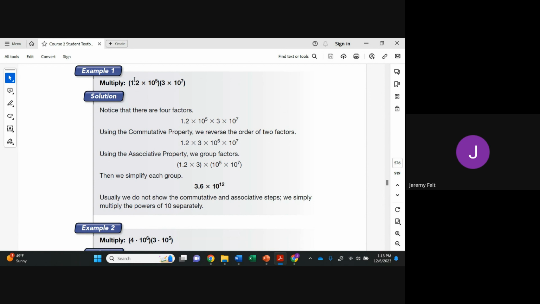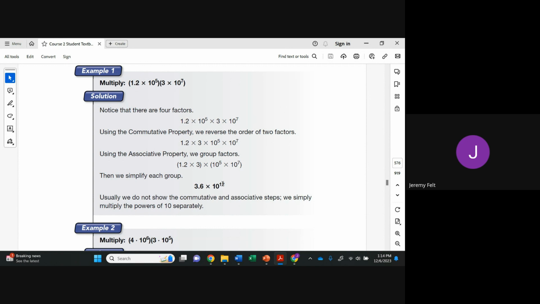Again, multiplication we can do in any order. So even though they're not next to each other, we can still multiply and apply these properties. So 5 plus 7 is 12. So we're left with 3.6 times 10 to the power of 12.